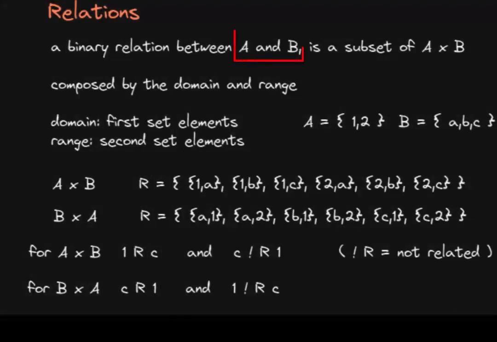So, a relation of A on B is any subset of the cross product. The domain is the set of the first elements in every ordered pair, and the range is the set with the second element. So it is said that for the cross product of A on B, 1 is related to C, but in this case we haven't found an ordered pair with C as a domain and 1 as range. Also, for the cross product of B on A, C is related to 1 and 1 is not related to C.